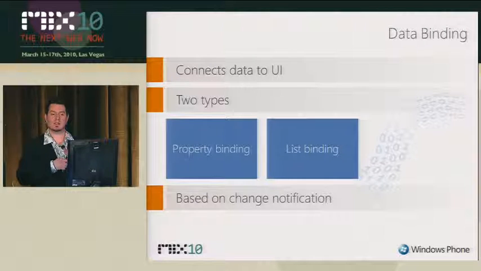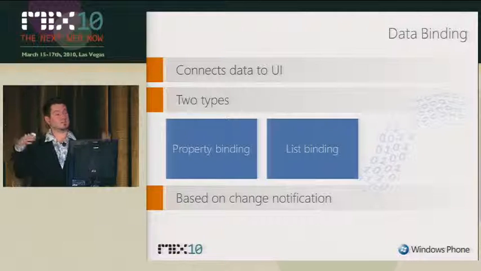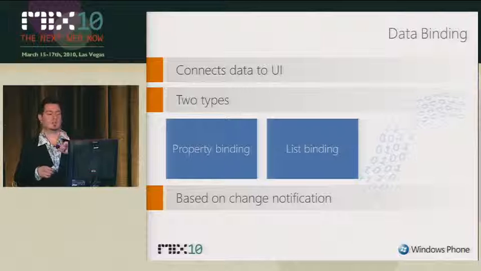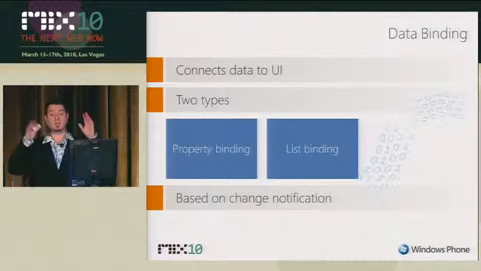And last, for data binding, it's based on change notification. Change notification means you have your business object, you change the city, well, you need to tell the system somehow. That means you implement this interface called INotifyPropertyChanged. It's very simple. It's a few lines of code. And you just tell the system, hey, city just changed. Go update yourself, make yourself pretty.